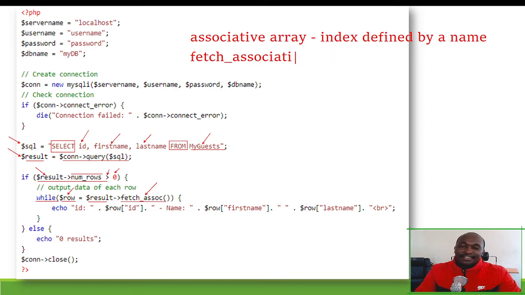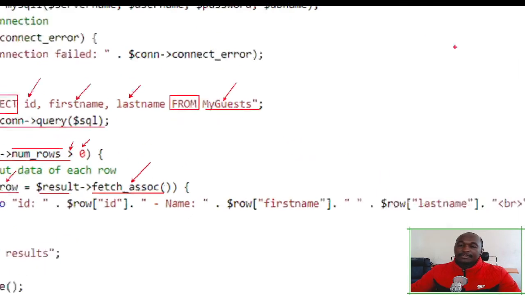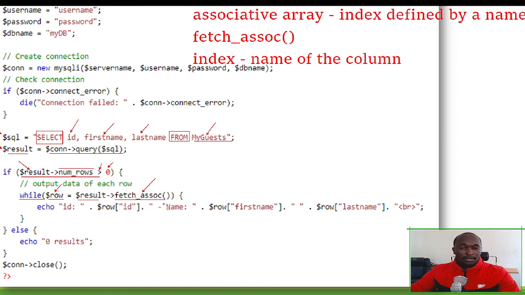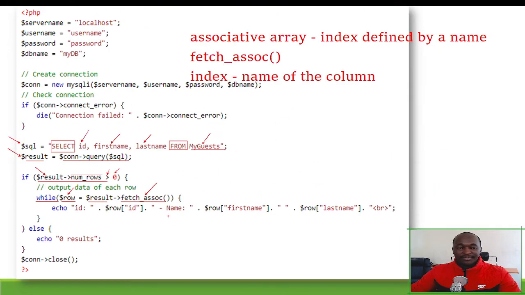So in short, it is fetch assoc, like that. So that is the name of the function. Now, the index in this particular case is going to be the name of the column. The name of the column. So I'm trying to zoom out some more. Good.